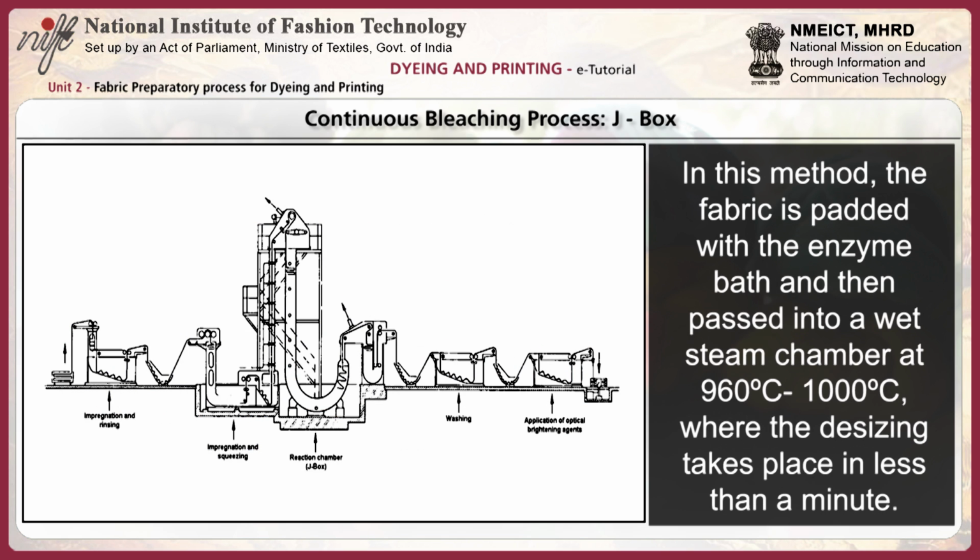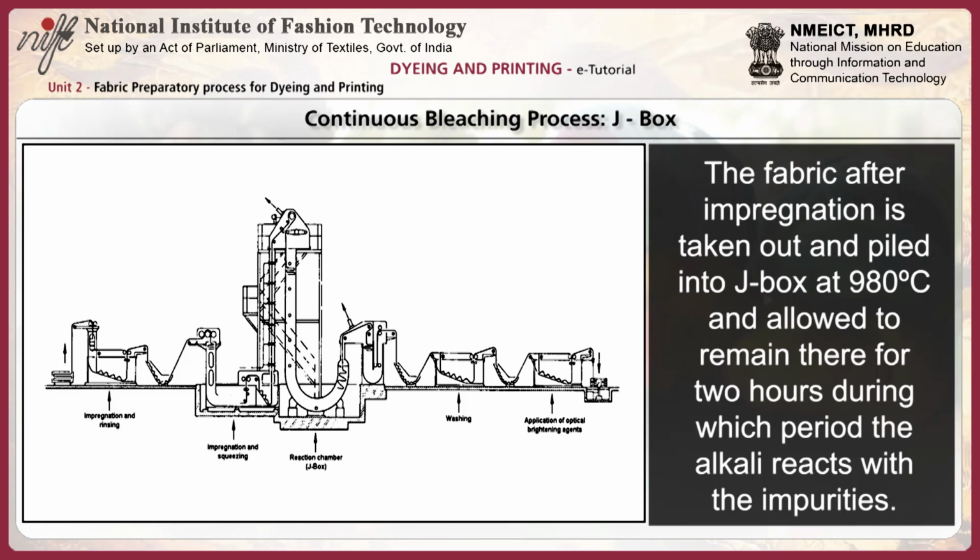In this method, the fabric is padded with enzyme bath and then passed into a wet steam chamber at 96 to 100 degrees centigrade temperature, where the desizing takes place in less than a minute. The fabric after impregnation is taken out and applied into J-box at 98 degrees centigrade and allowed to remain there for 2 hours, during which period the alkali reacts with the impurities.